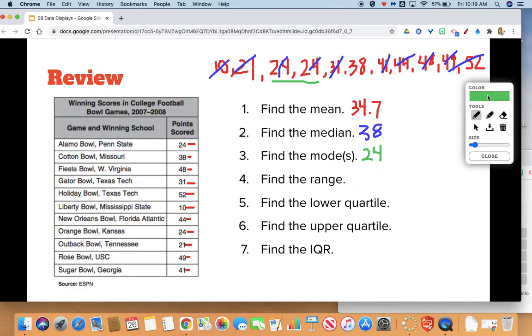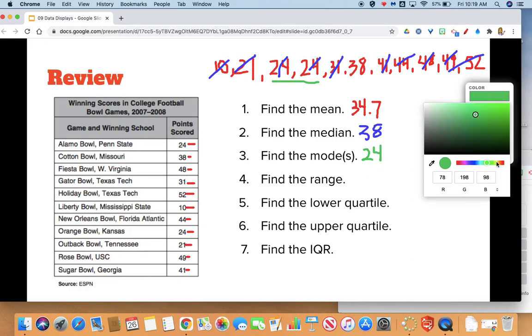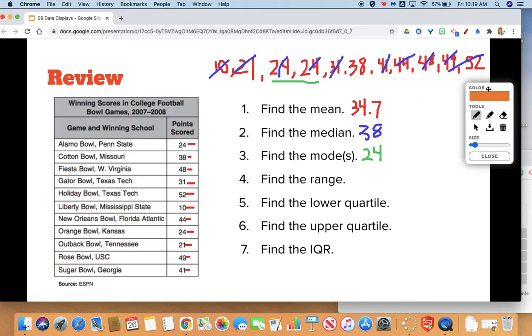Our range is going to be maximum minus minimum. What's our maximum in this data set? 52 minus our minimum, 10. We would get 42 for the range.